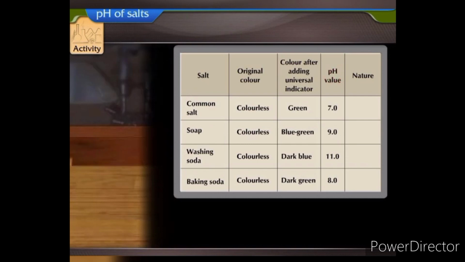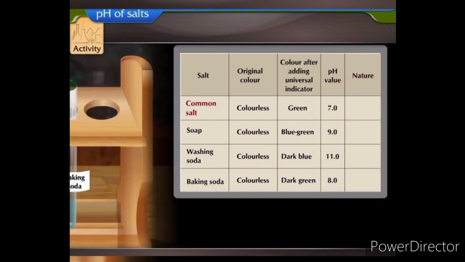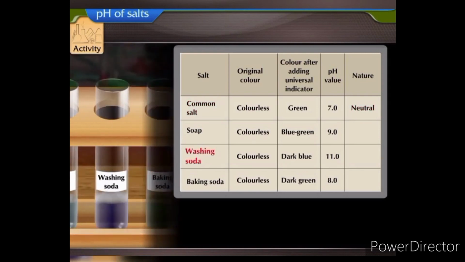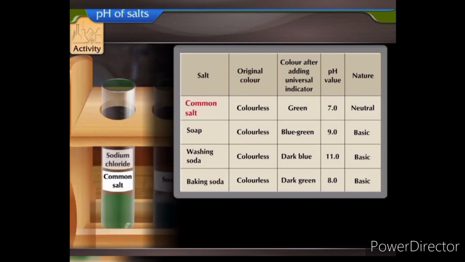On the basis of the pH, let us determine the chemical nature of the solutions. Common salt is neutral in nature. Washing soda, baking soda, and soap are basic in nature. From these pH values, can we identify the strength of the acids and bases from which these are obtained? Yes, we can. The pH of sodium chloride is 7. Therefore, it is a neutral salt. That is, it is a salt of a strong acid and a strong base.